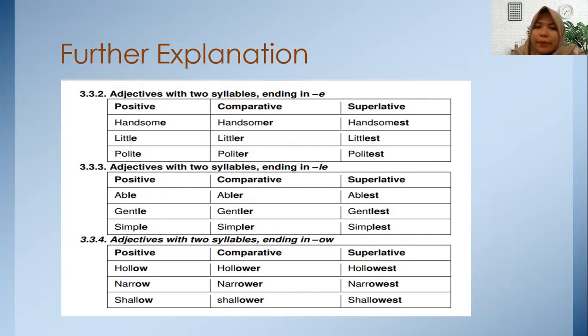Adjective with 2 syllables ending in le, like able, gentle, simple. We only need to directly add the er and est. For the last one, adjective with 2 syllables ending in o, like hollow, narrow, shallow, you can directly add er and est after the words.